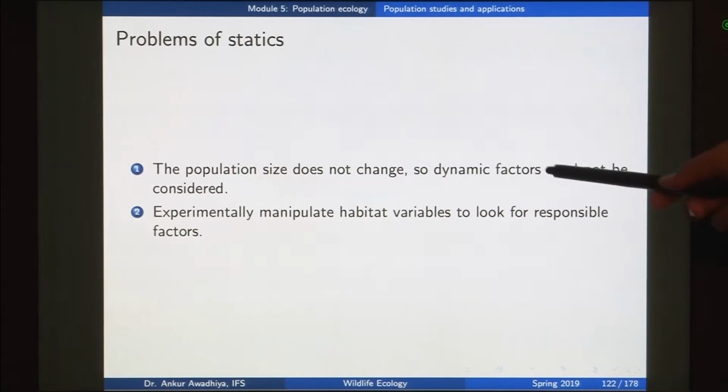So, again in the case of a static problem, the population size is not changing, so dynamic factors do not have to be considered. So, you are saying that p n plus 1 is equal to p n, or essentially births minus deaths plus immigration minus emigration is equal to 0.